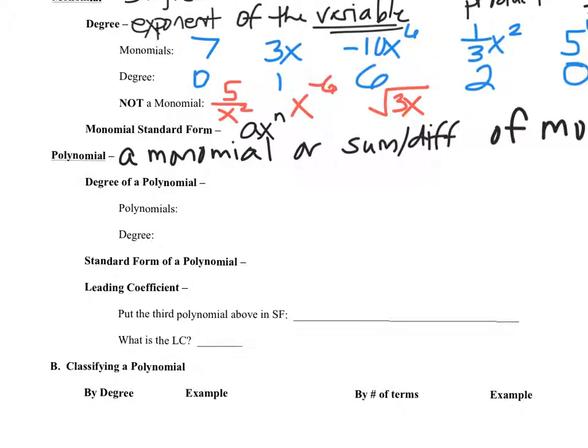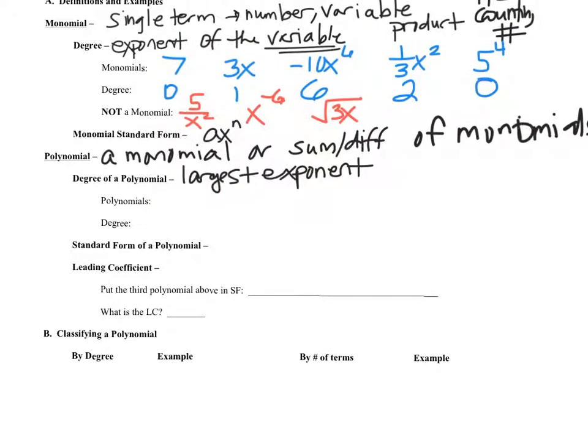The degree of a polynomial is the largest exponent of any of the monomials. The largest exponent on the variable, it's the same thing. You look at all the different monomials and decide which one's the biggest, and that's the winner. That's the degree of the polynomial, the largest exponent of a variable.